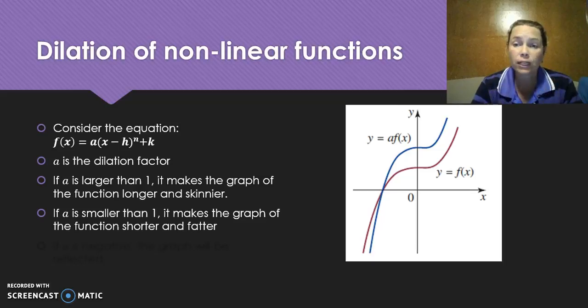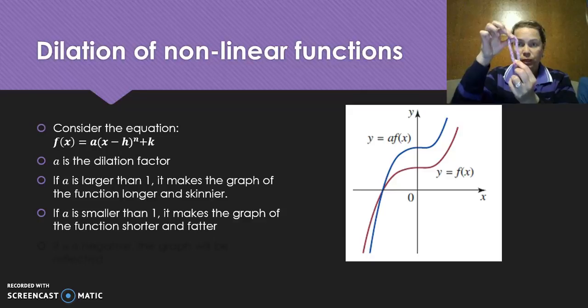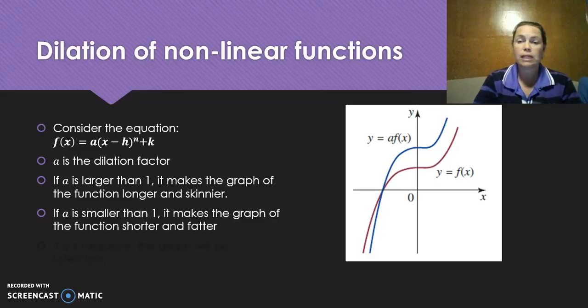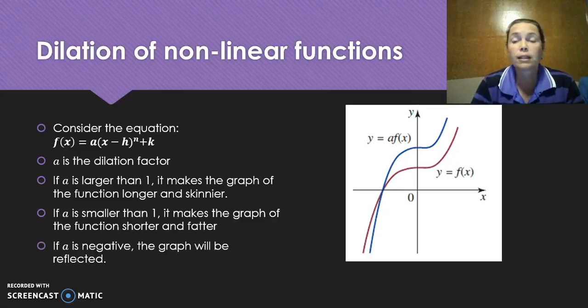The red line here is our original graph, and the blue line is the graph that has been stretched a little bit. So in this case, A is greater than 1 because it has grown and it is stretched out. So once again, our loom band comes out and it's stretched out, and so it is longer and a little bit skinnier than before. The last thing to think about with A is if it is negative, then the graph will actually be reflected. So A is able to do two things. It can make our graph longer or shorter, but it can also make it reflected as well.